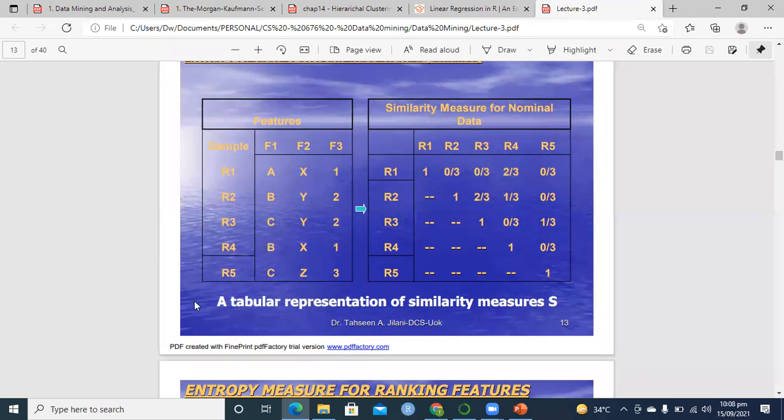But the problem arises when you have a mixture of data, when you have categorical data and numeric data together. That is a problem, and then we have to do some analysis. We will see this further.